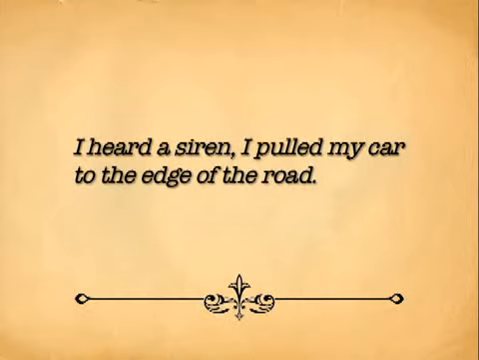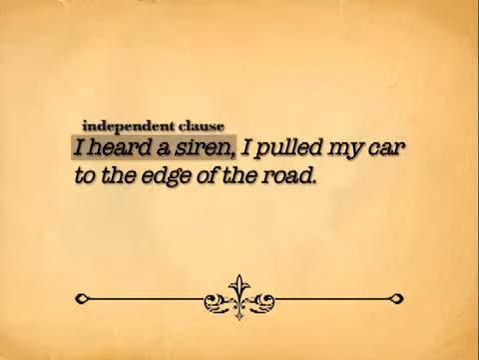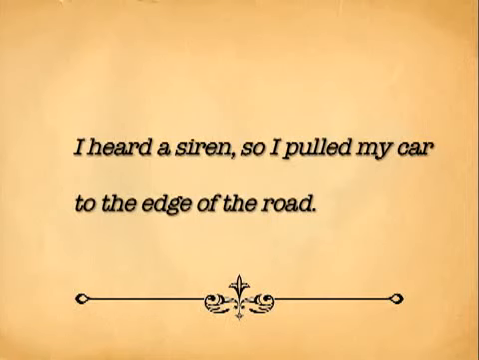So, let's look at an example of a comma splice. I heard a siren, I pulled my car to the edge of the road. Notice I heard a siren is subject, verb, complete thought, so we have a complete sentence, as is I pulled my car to the edge of the road. And the comma just doesn't have what it takes to adequately join together those two complete sentences. So, since you already have the comma in place, perhaps the easiest fix when you have a comma splice like this is to insert a coordinating conjunction that adequately and accurately conveys the connection you're trying to make. I heard a siren, so I pulled my car to the edge of the road.